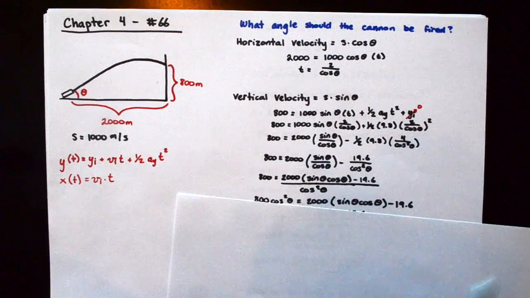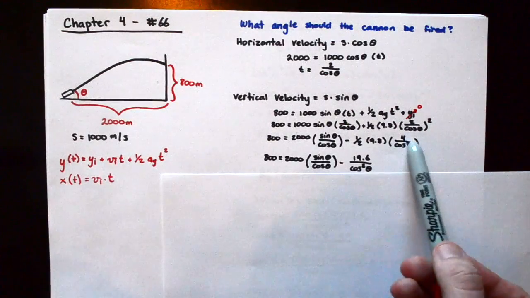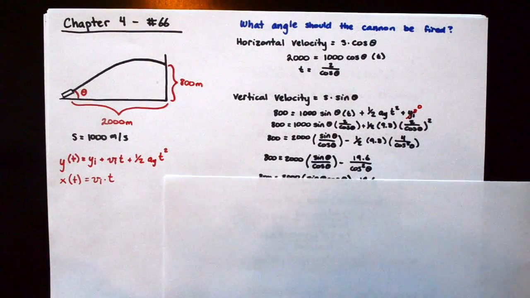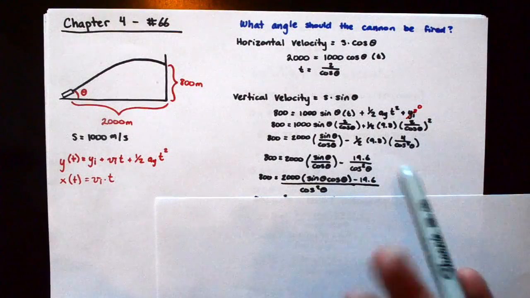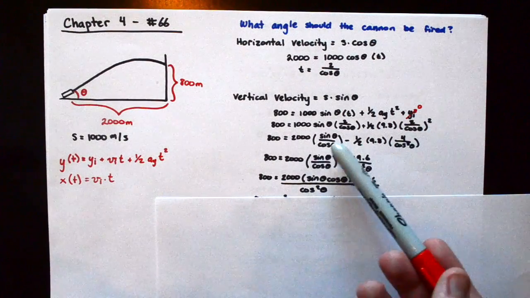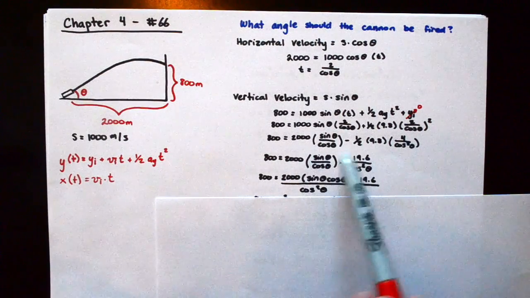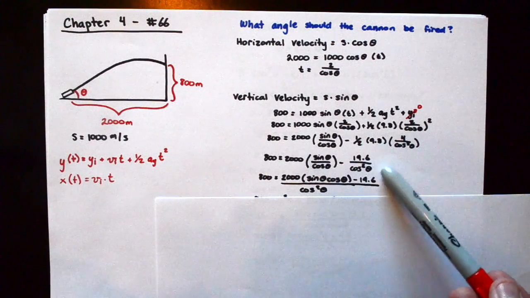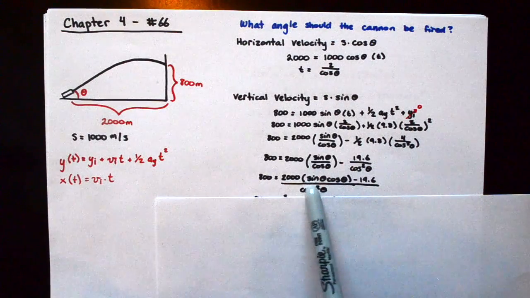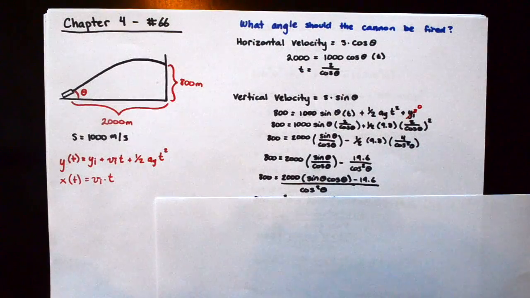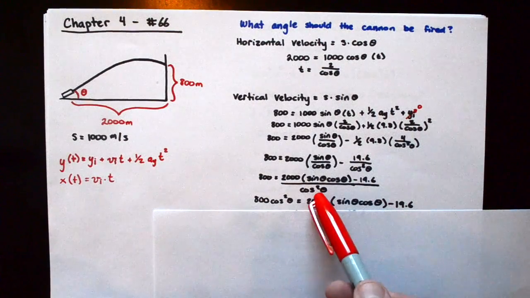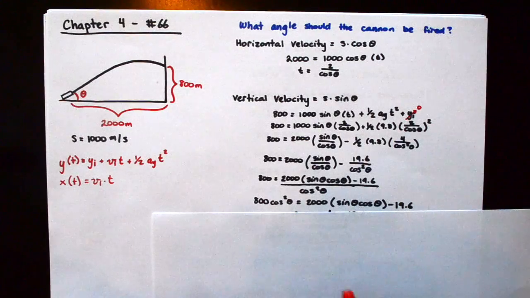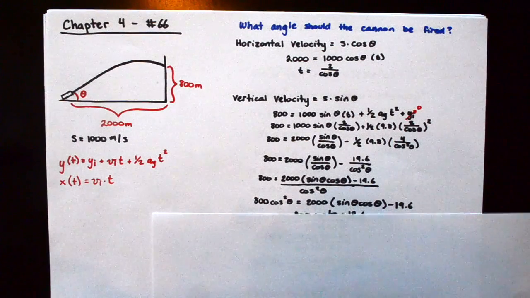We're going to multiply everything here to get 19.6 over cosine squared theta. And then we're going to multiply this side by cosine over cosine. So we're going to get 2,000 sine times cosine over cosine squared minus 19.6 over cosine squared. So we can combine those two together to get 2,000 times sine cosine minus 19.6 over cosine squared. So we're going to bring the cosine squared over to this other side to get 800 times cosine squared equals 2,000 times sine times cosine minus 19.6.